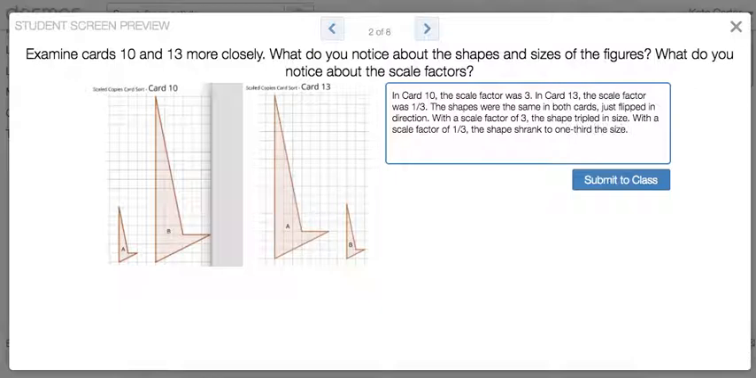So if you started at the A on 10 and you multiplied by 3, you would get to the A in 13, and then when you multiply by 1/3, you'd get back down to that original shape. So they kind of undo each other. And we call these numbers reciprocals.